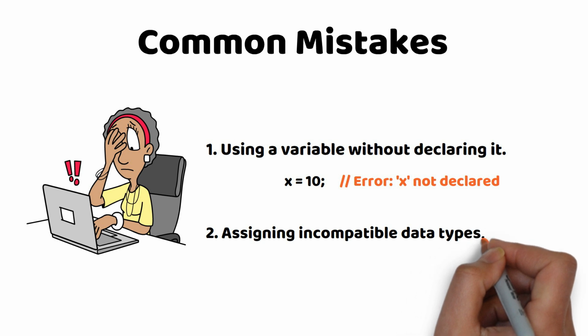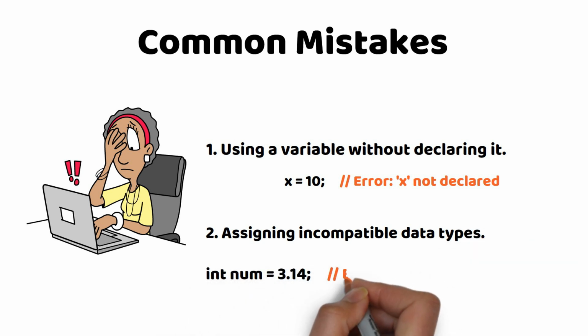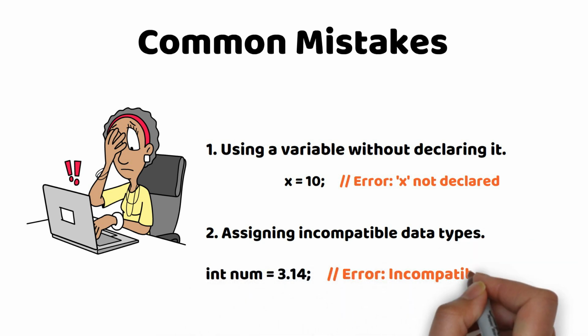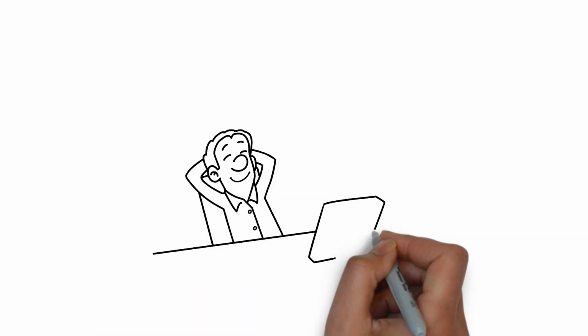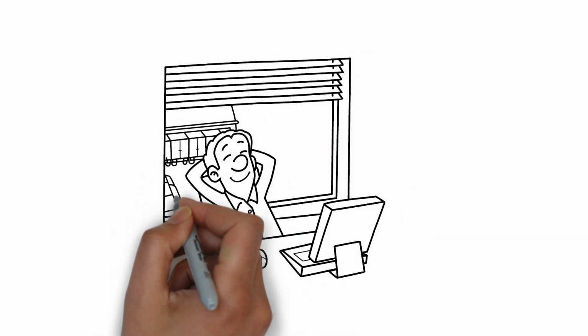Similarly, int num equal to 3.14, whereas 3.14 is a decimal number. So it cannot be an int. It has to be either float, double, etc. Right? So these are a few of the common mistakes which a beginner can make while typing the code for the very first time. So I hope you like this session.